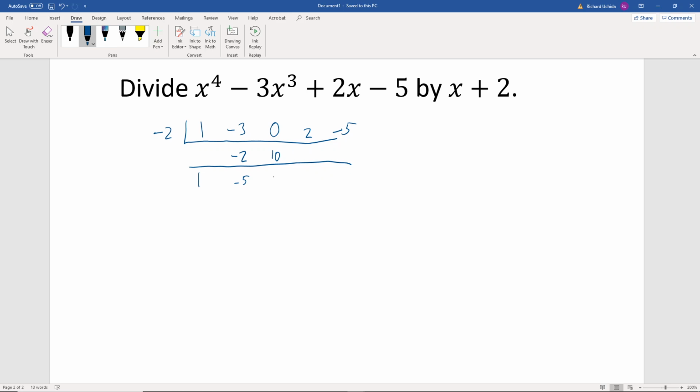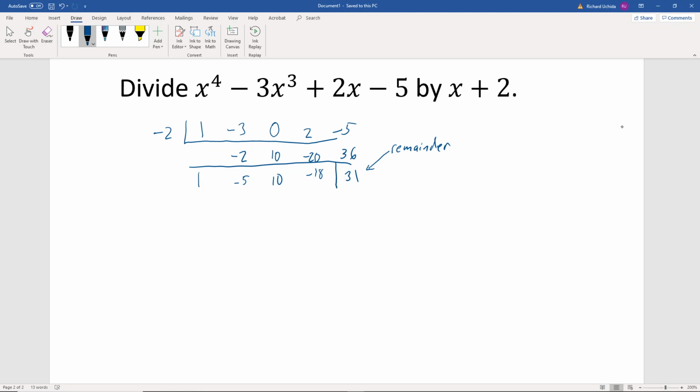Then add those two values. So 0 plus 10, that'll be 10. Then negative 2 times 10 will be negative 20. You put that in the fourth column position. Add those together, so 2 plus negative 20 will be negative 18. And then negative 2 times negative 18, that'll be 36. Add those together, negative 5 plus 36 will be 31. Now remember, this 31 represents the remainder. So that's the remainder.